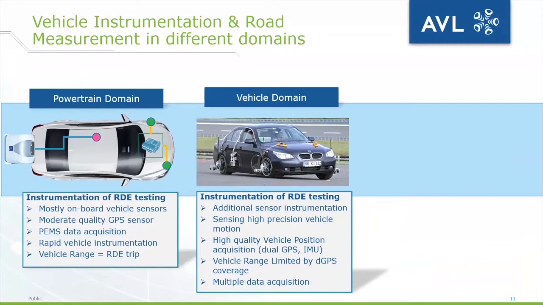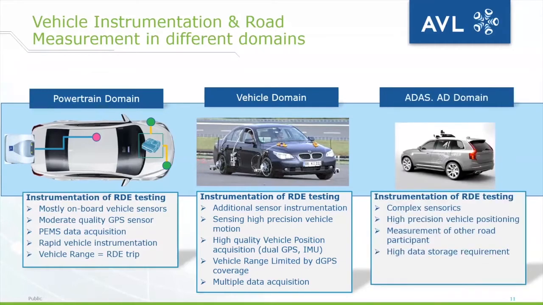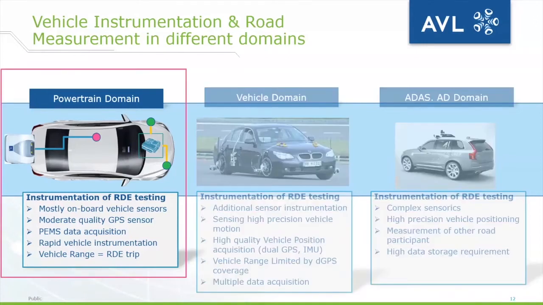And there's a third domain. Let's say this is this new ADAS autonomous driving domain, where the vehicle positioning is important, but additionally the environmental perception is also a topic. Therefore, the amount of data the customers or the OEMs are dealing with is a different size, let's say. But I must say that today we will focus more on the powertrain domain, and the solutions we will present today will be around powertrain applications.